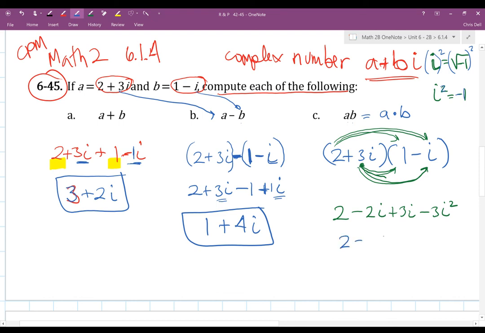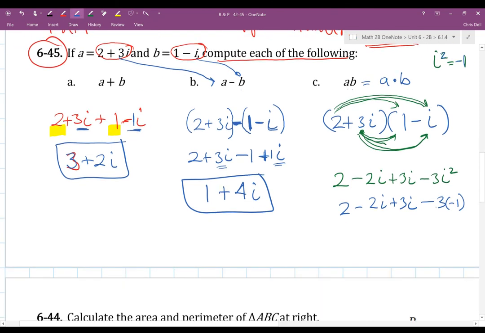So this now becomes 2 minus 2i plus 3i, and then minus, this becomes 3 times negative 1. That i squared is a negative 1. So we can clean that up more. When I multiply this 3 times negative 1 with a minus out front, it really becomes plus 3. It's like a negative 3 times a negative 1, or you could say a minus a negative 3, which is still plus 3. So I'm still going to write it out.